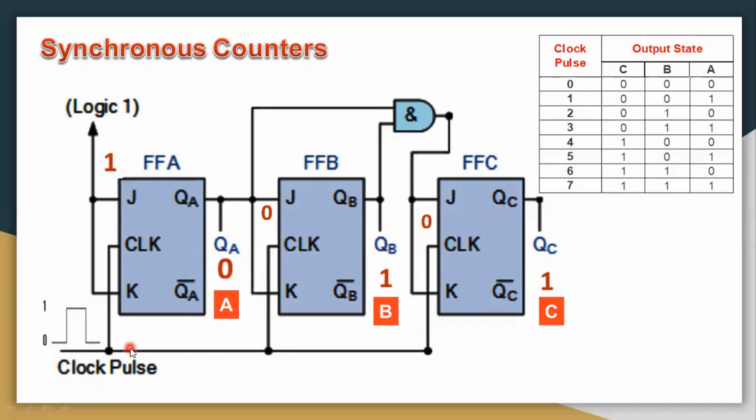And when I am giving the last, the seventh clock pulse, this flip-flop changes to 1 in the output. Here 0, no change. Input for the third flip-flop is 0, no change. Therefore, the final output is 1, 1, 1. So this is the working of the synchronous counter.